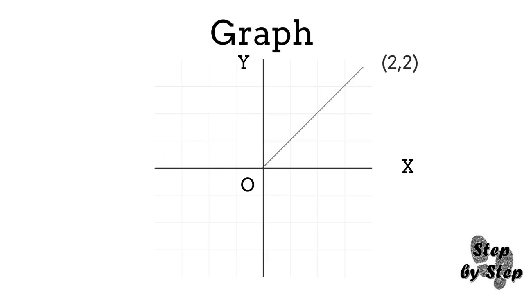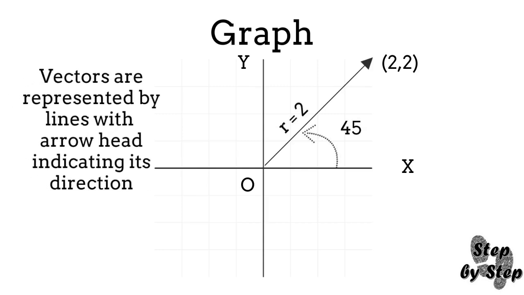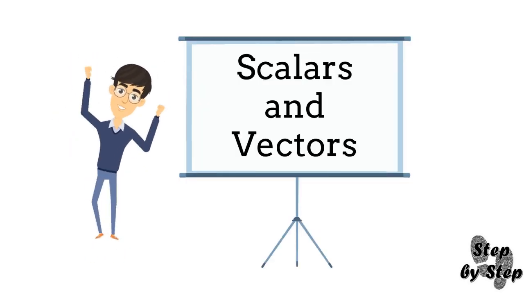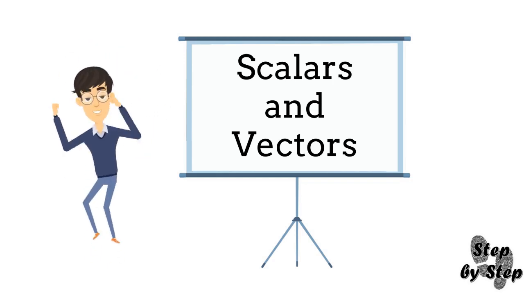You can also visualize vectors in a graph. A line joining points 2, 2 to the origin in a graph can also be written as a line with radius 2 and inclined at 45 degrees to the axis. Here also we have mentioned the angle, which is nothing but a form of direction, hence a vector quantity. I hope now you have a good understanding of what these quantities are.